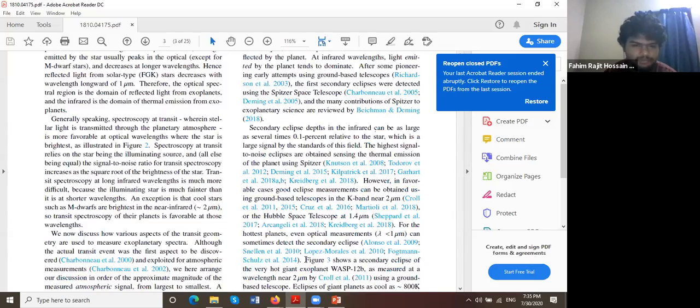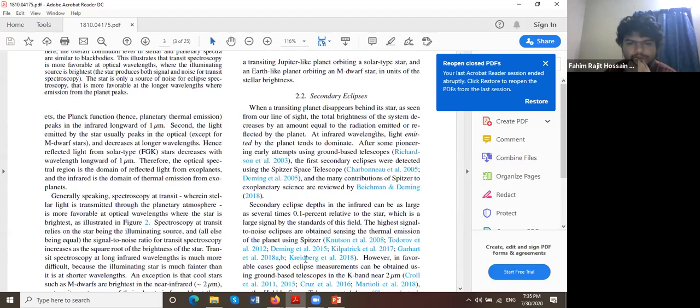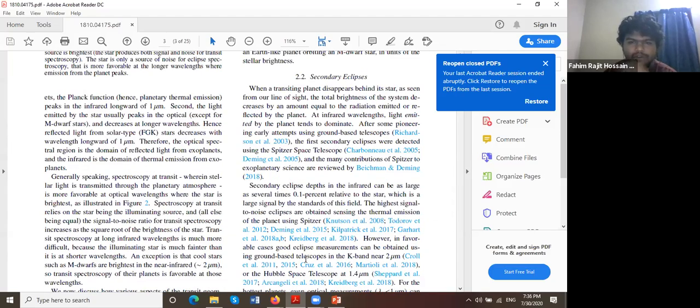Another thing you want to know about is the secondary eclipse. Again, maybe I have to draw a diagram so that I can show you what the secondary eclipse is.